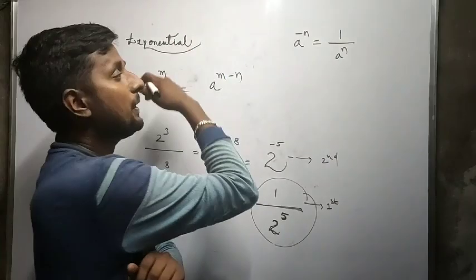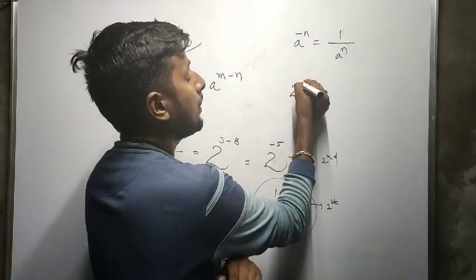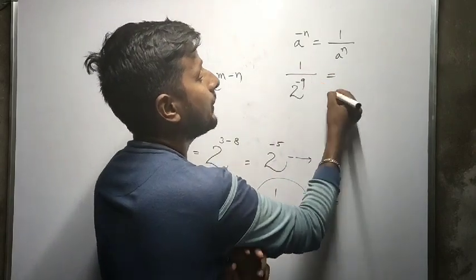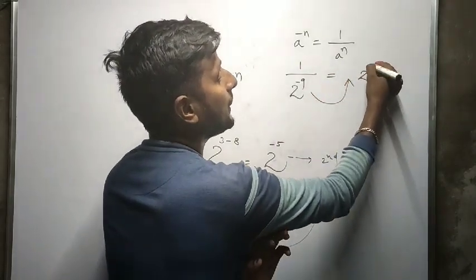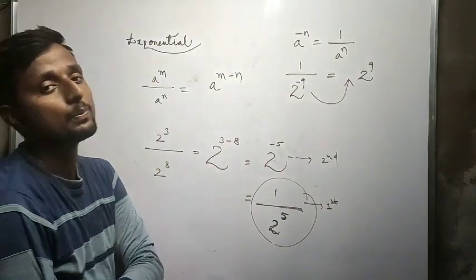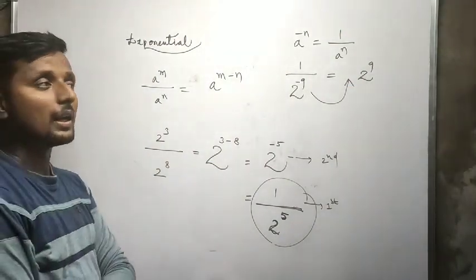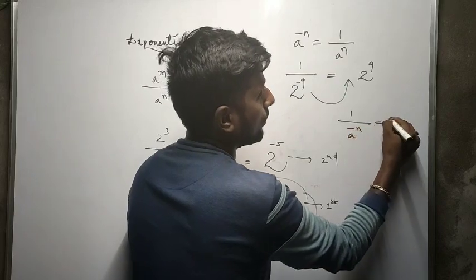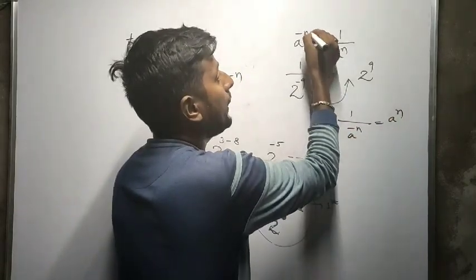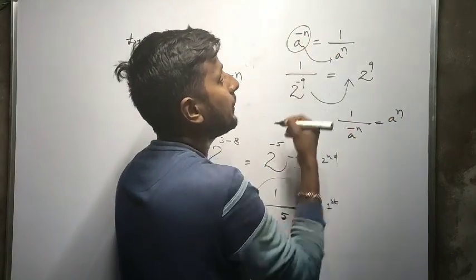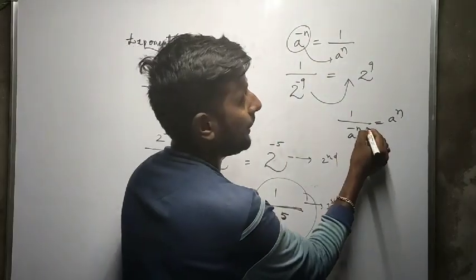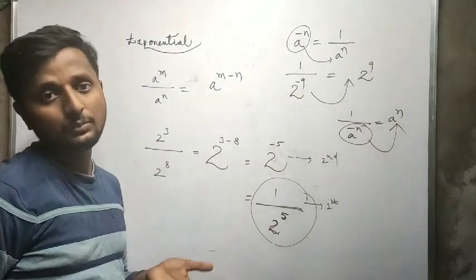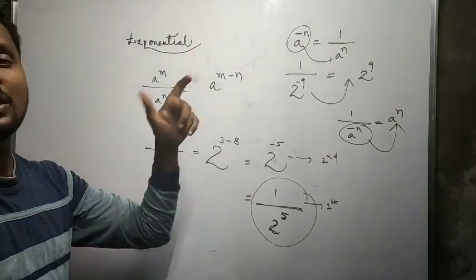So if I write 1 by 2 power minus 9, then when it comes to the upper side, it will definitely change the sign of the exponent. That is another kind of formula: 1 by a power minus n is equal to a power n. When it is negative in the denominator and comes to the numerator place, it becomes positive. So it is changing the sign.